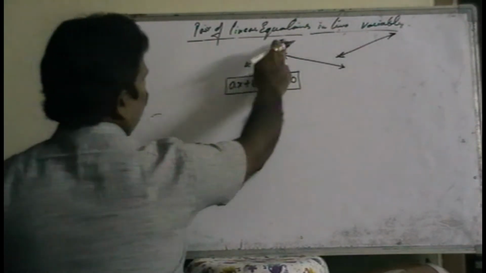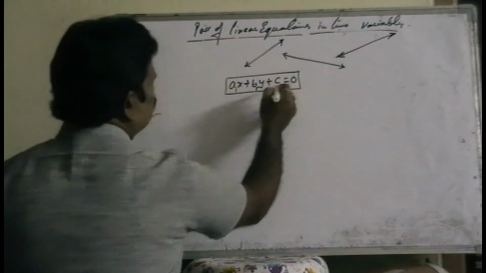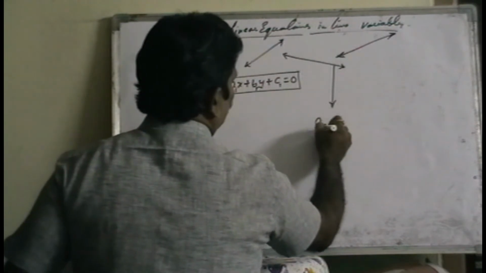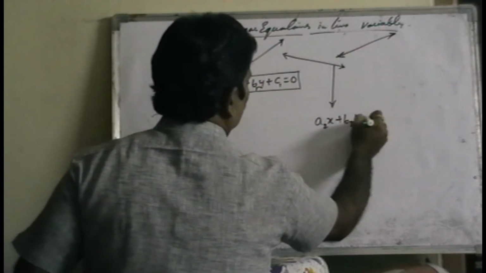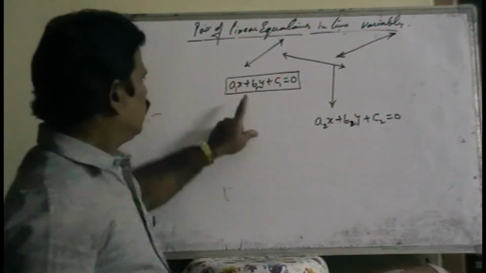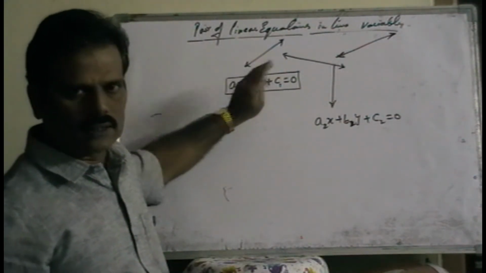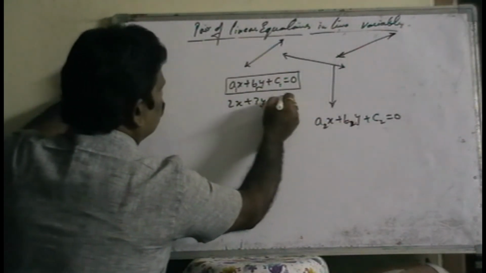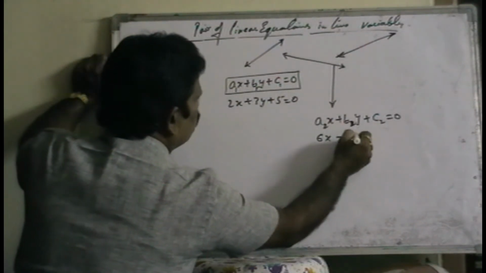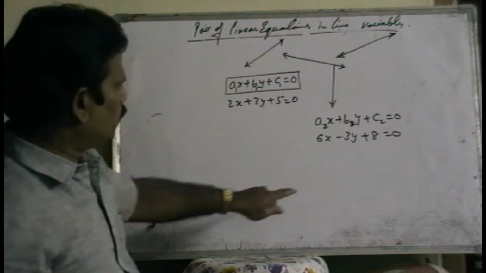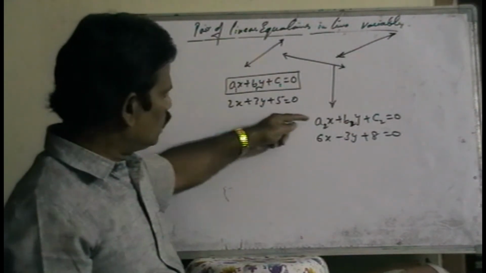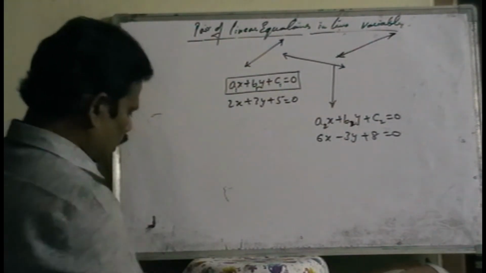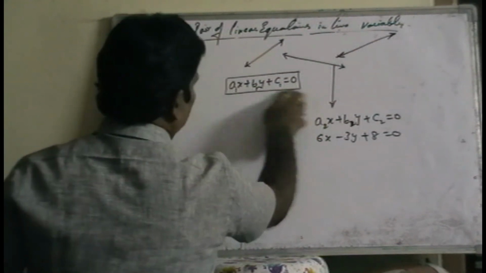Now the first linear equation's coefficients are ones. That means a1x plus b1y plus c1 is equal to 0. The second equation is a2x plus b2y plus c2 is equal to 0. That means simply the xy variables are of first degree, that's fixed. Only the coefficients are changing. Suppose this equation is 2x plus 3y plus 5 is equal to 0, and its other equation is 6x minus 3y plus 8 is equal to 0. Here the difference is only the coefficients. Here a1 is 2, here a2 is 6. That means the difference is only the coefficients. That means the general form of linear equations is ax plus by plus c is equal to 0.